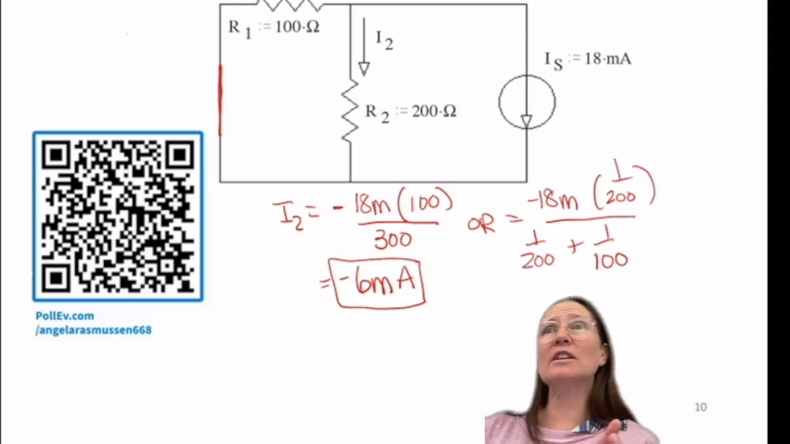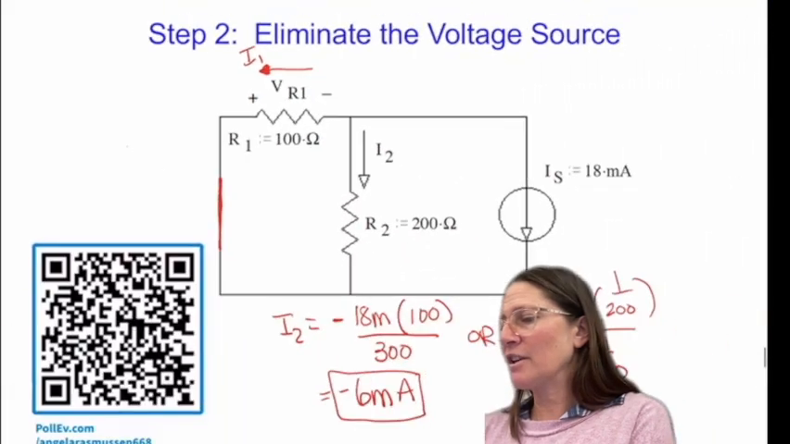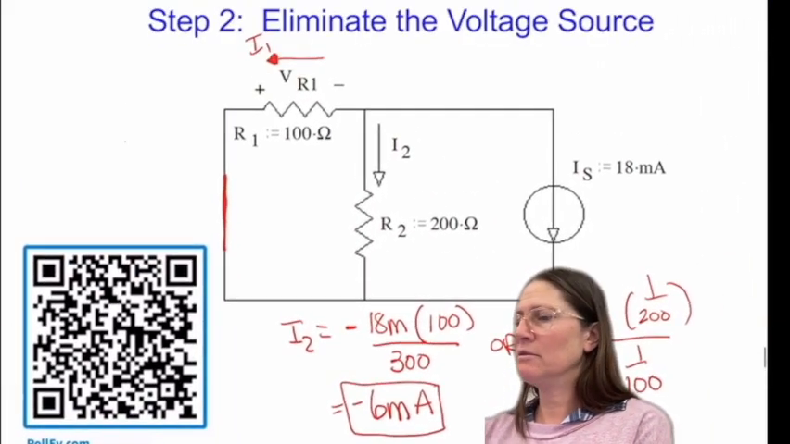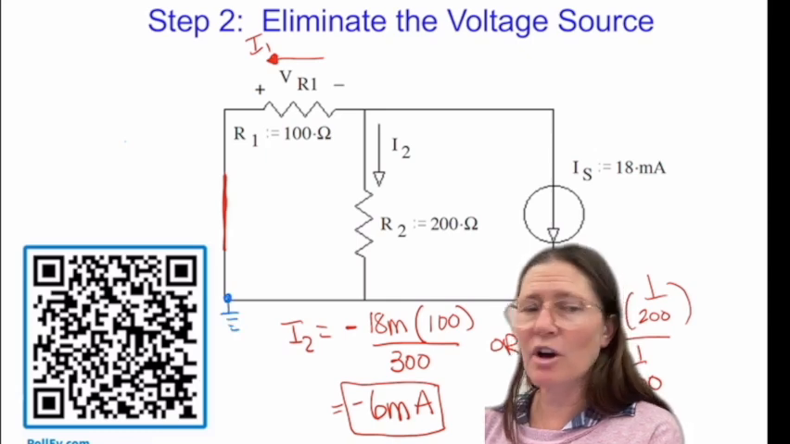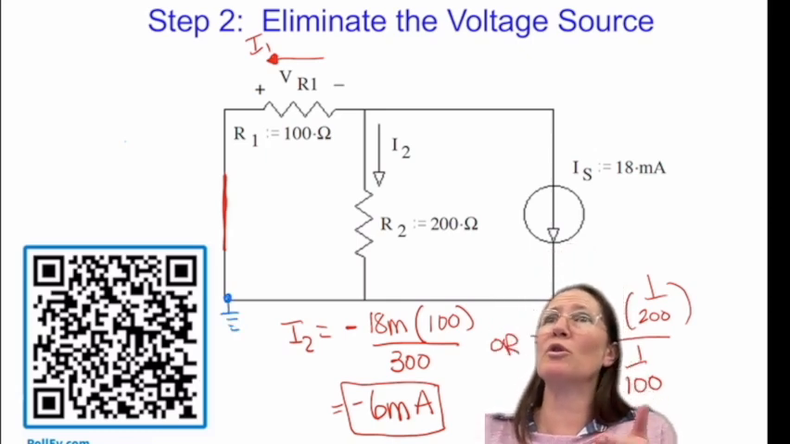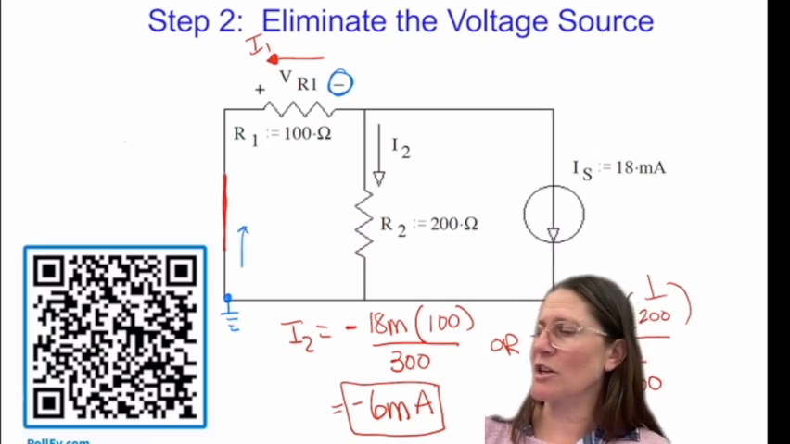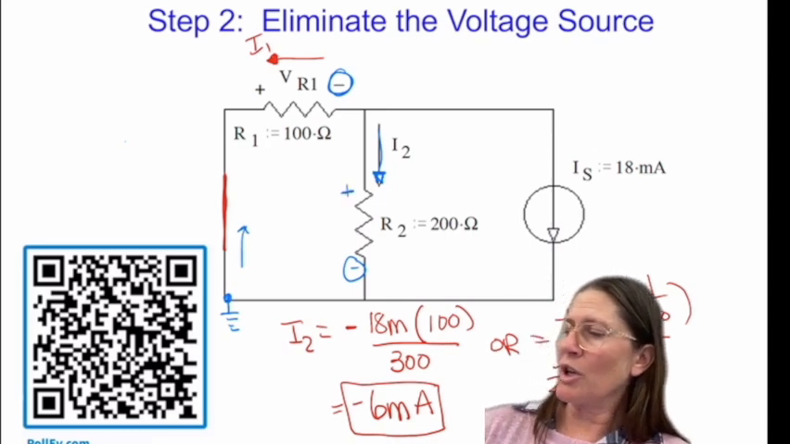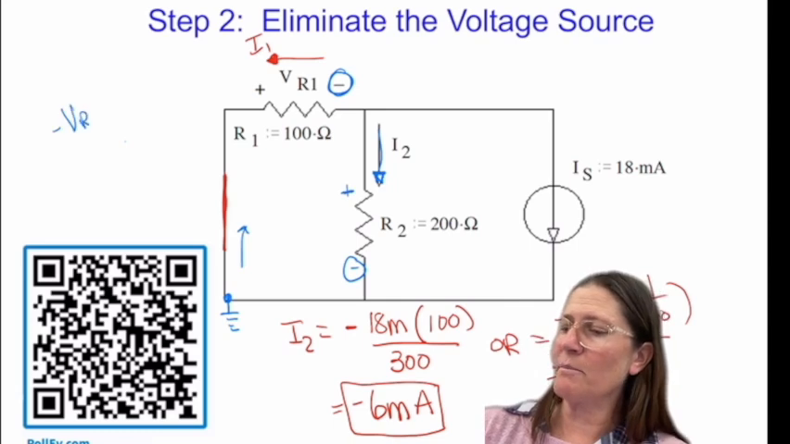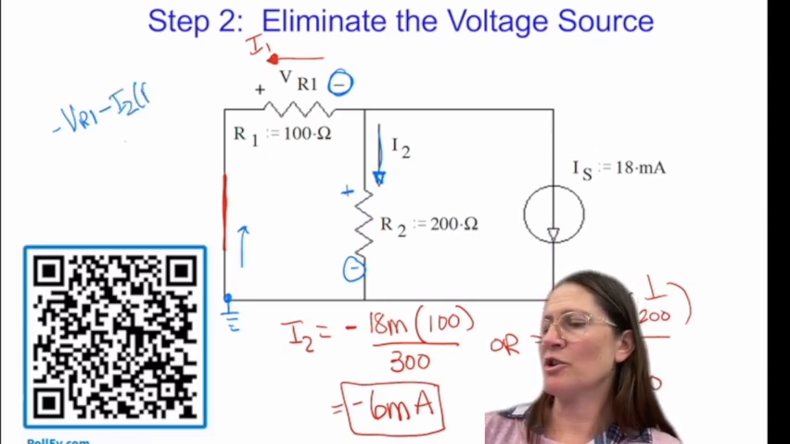Okay, if I don't see that it's a current divider, I can still solve the circuit. I would call the point I'm starting my reference point, or 0 volts. Going around in this direction, I would go through this one, and then this would be a plus to minus based on the direction of this current. So here I would say it's a minus VR1 minus I2 times R2 equals 0.